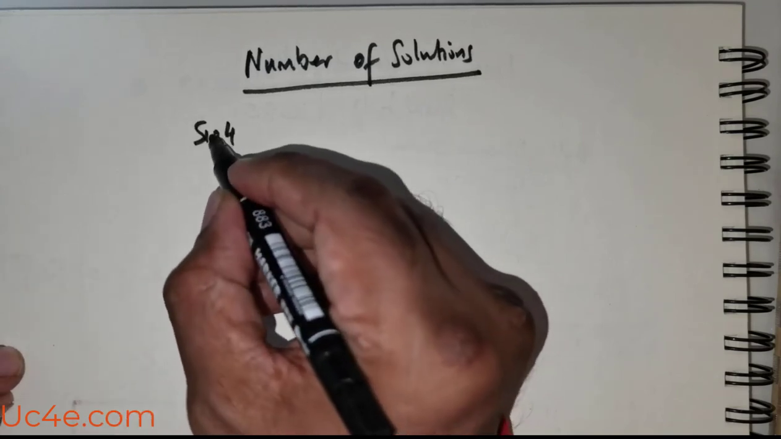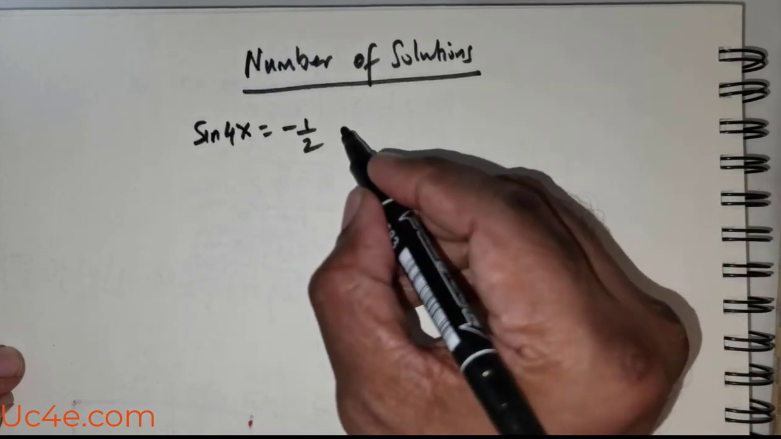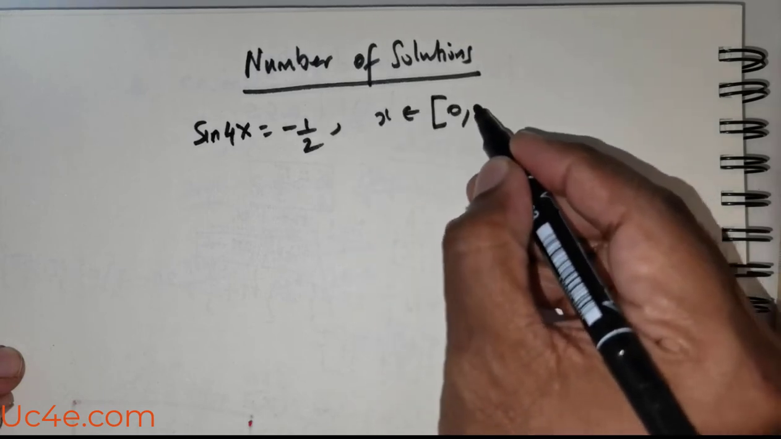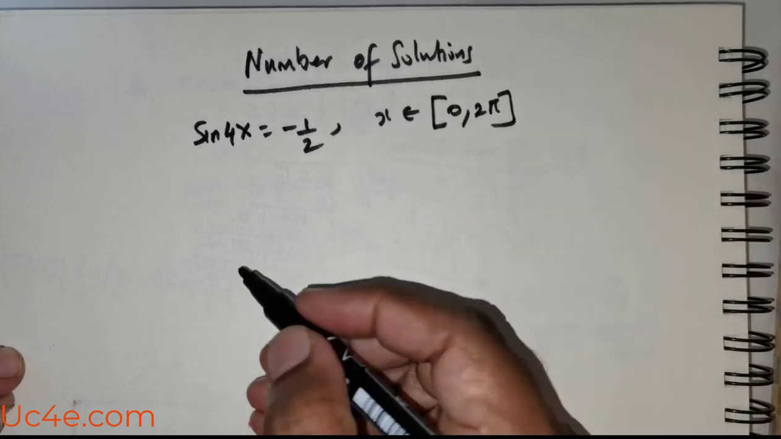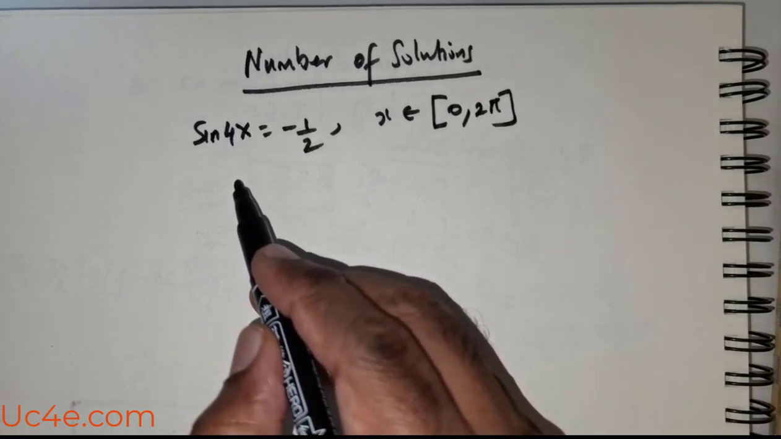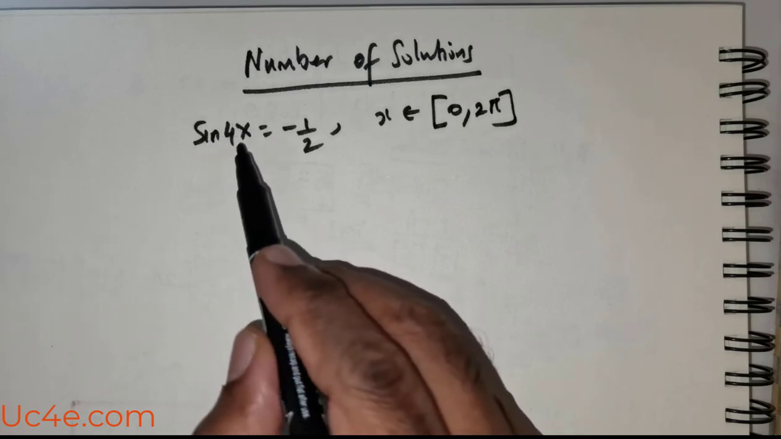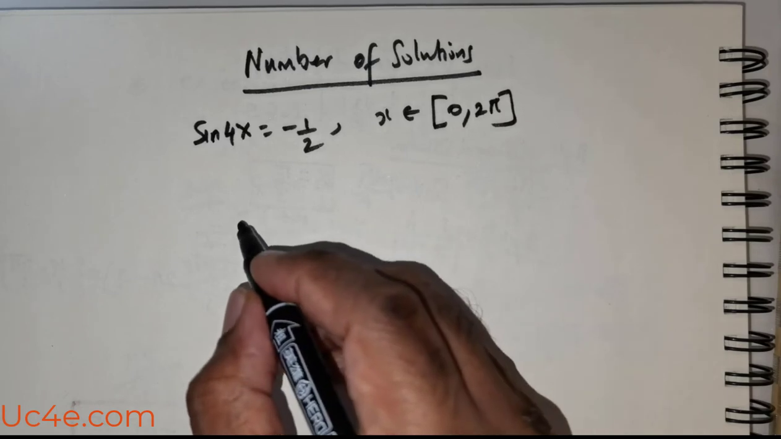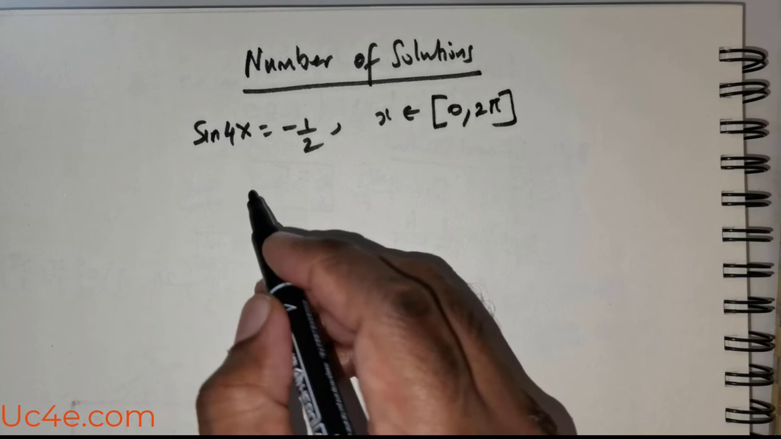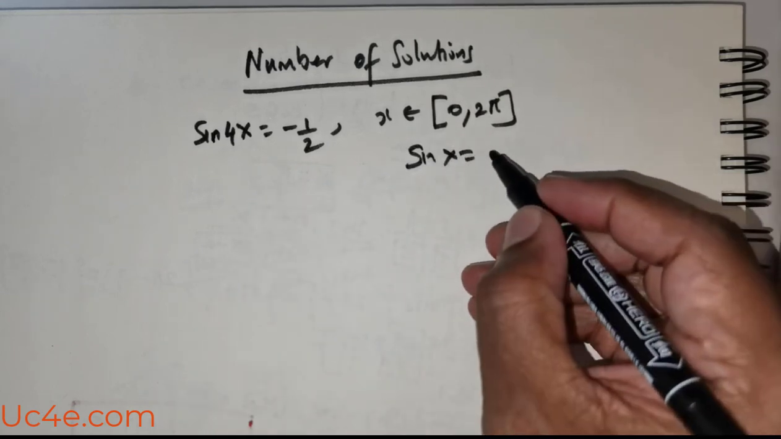Now we have been given sine 4x is equal to negative 1 over 2, and x is contained in 0, 2 pi. Right? Now a point of observation. If you were to draw the graph of sine 4x, it would be a real challenge because this is a compressed graph. So what we would be doing is we would try to convert sine 4x into sine x, because we know the graph of sine x, right?